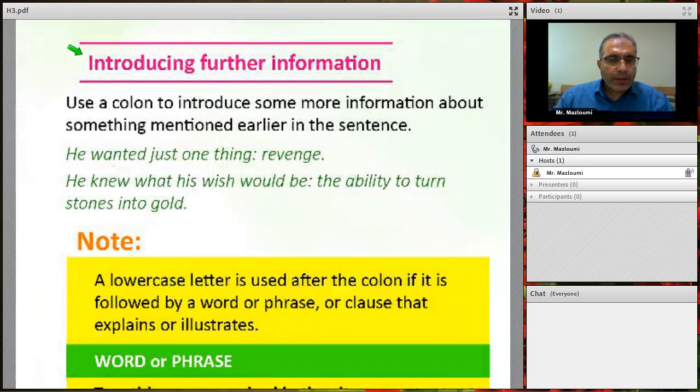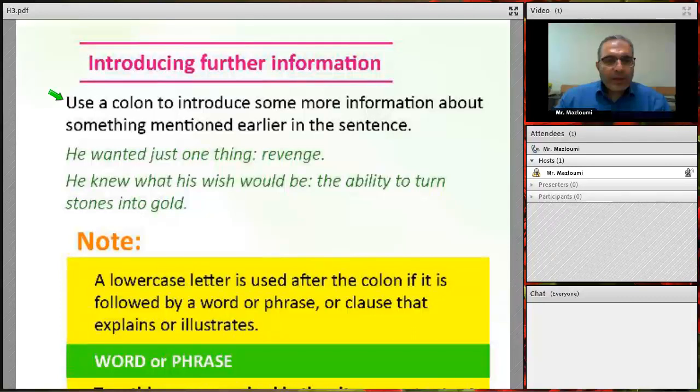Another grammatical use of the colon: introducing further information, more information. Use a colon to introduce some more information about something mentioned earlier in the sentence. So, guys, if you'd like to add information to give more details, further information, you can use the colon.